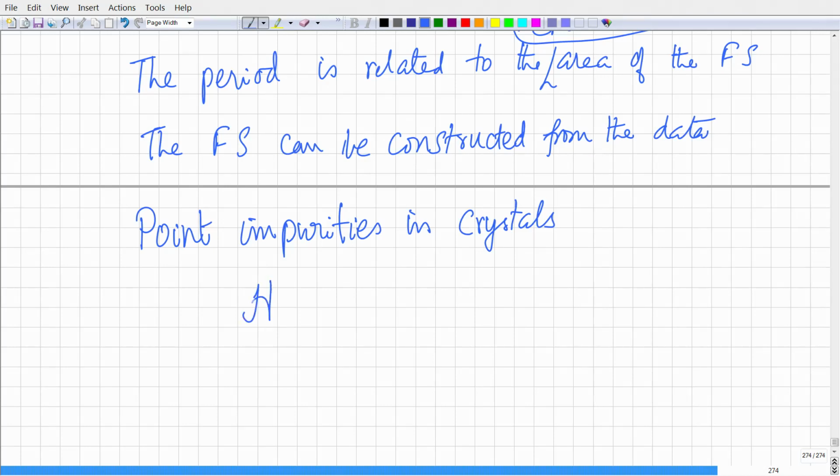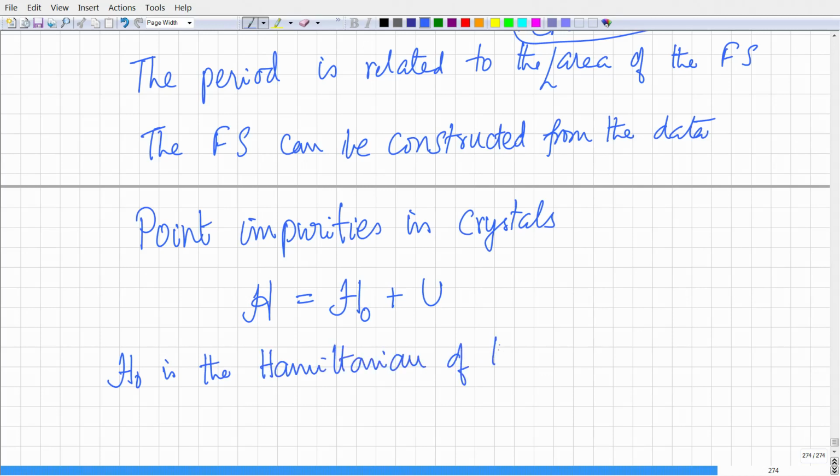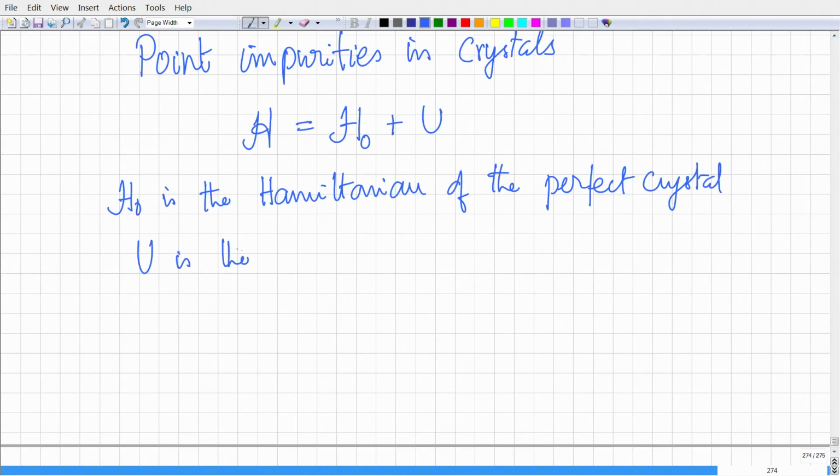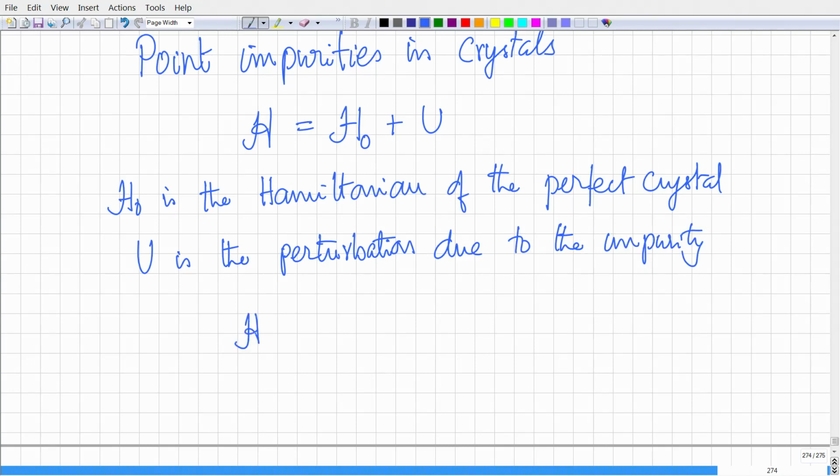Let me write down the Hamiltonian of the system as H equal to H naught plus U. H naught is the Hamiltonian of the perfect crystal, and U is a perturbation due to the impurity. H naught can be solved completely, and what we get are the eigenstates of the perfect crystal.